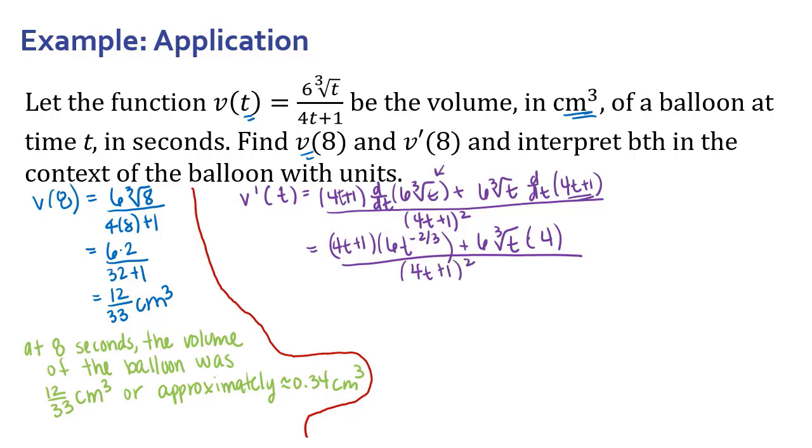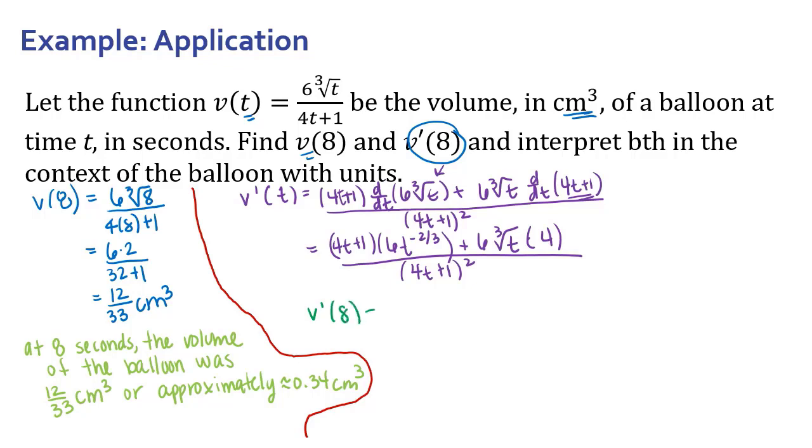Now this is really ugly, and if we were trying to find an answer for what is v prime of t, we would want to keep on going to simplify this. But I'm not looking for that. I'm looking for what is v prime of 8. So now that I actually have the formula for this, even though it's really ugly and not as simplified as it should be, I can actually just plug this in.